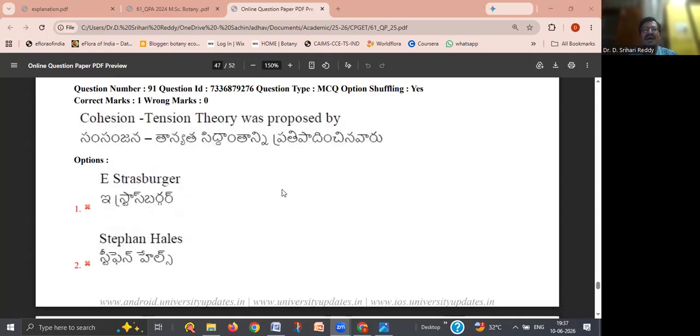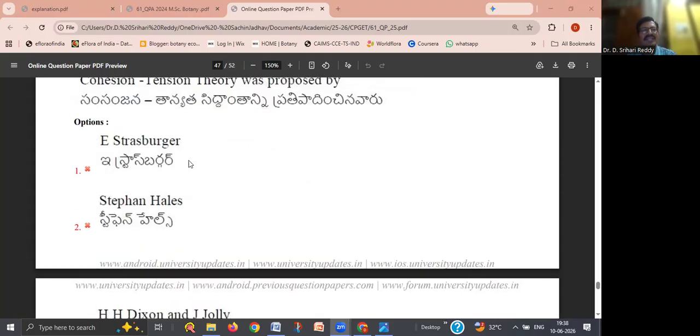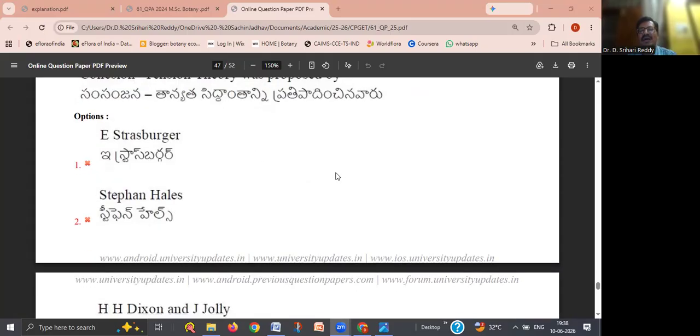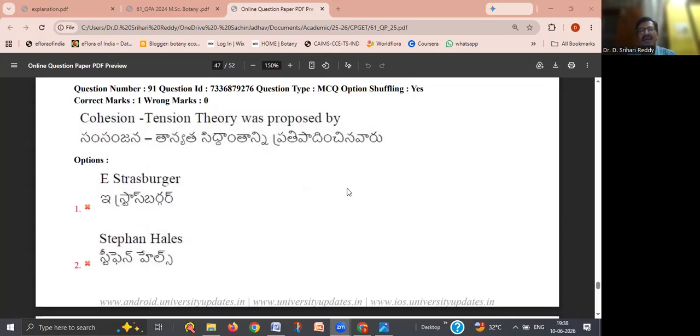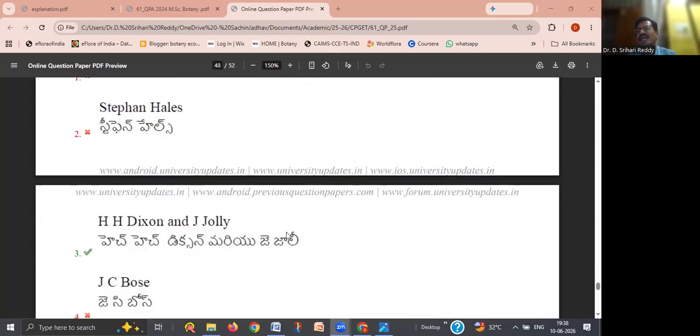So this is about the ascent of water. It is also called the ascent of sap. That means how the water goes against gravity and reaches the branches or the shoot tips from the roots. In the ascent of sap, several theories have been proposed, and this cohesion tension theory was the most popular theory, proposed by Dixon and Jolly.